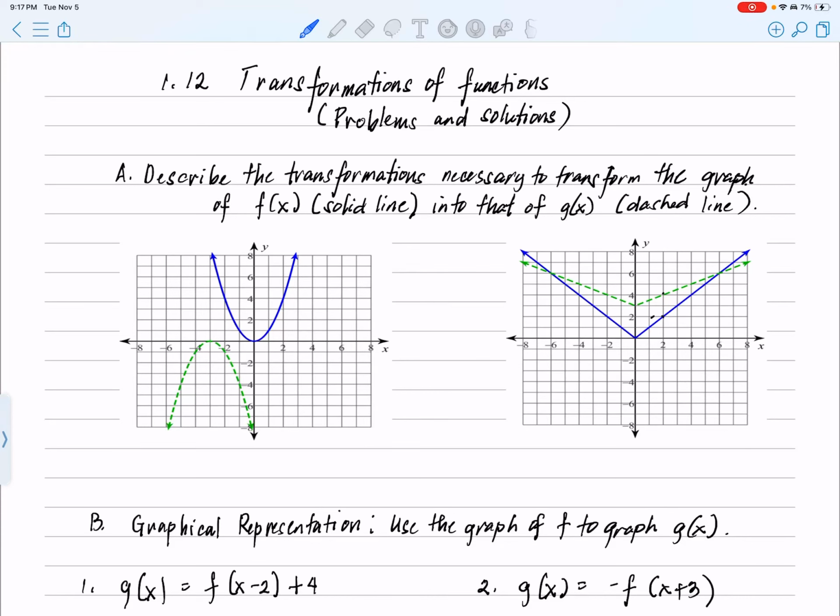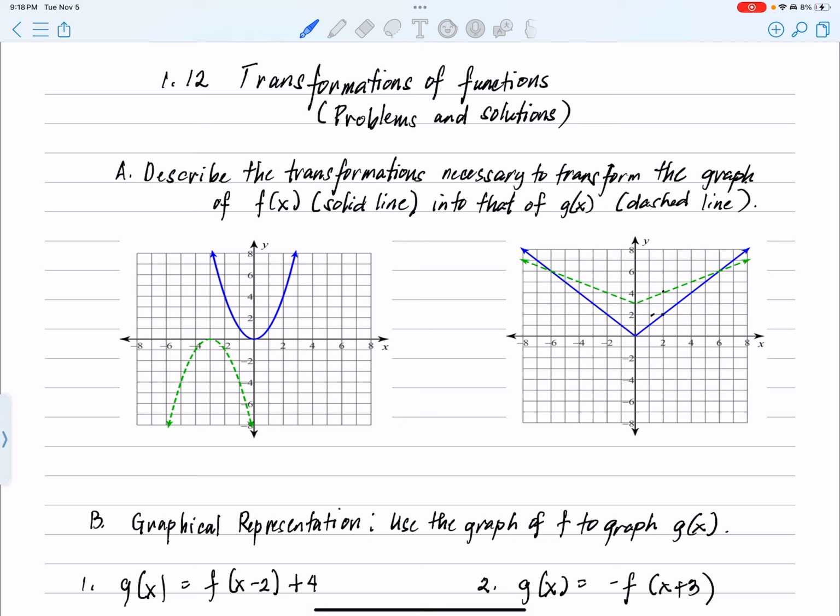Matematika. Today we're going to do problems and solutions of 1.12, transformation of functions. Let's start with the first set. Describe the transformation necessary to transform the graph of f of x, that is the solid line, into that of g of x, which is the dashed line. So that transform here is the green dashed line. So let's describe the transformation.